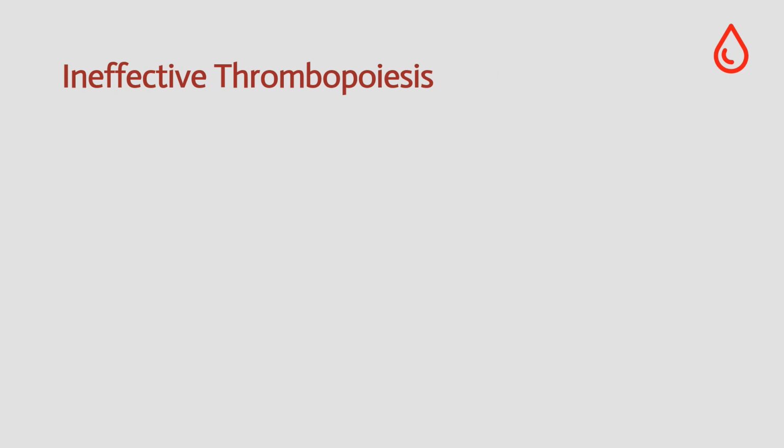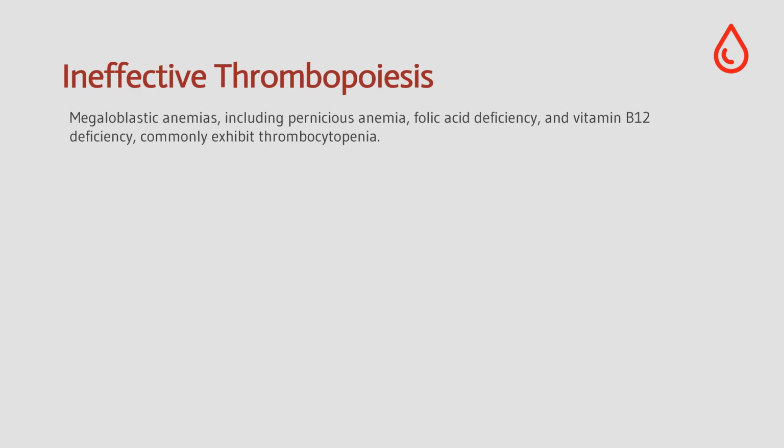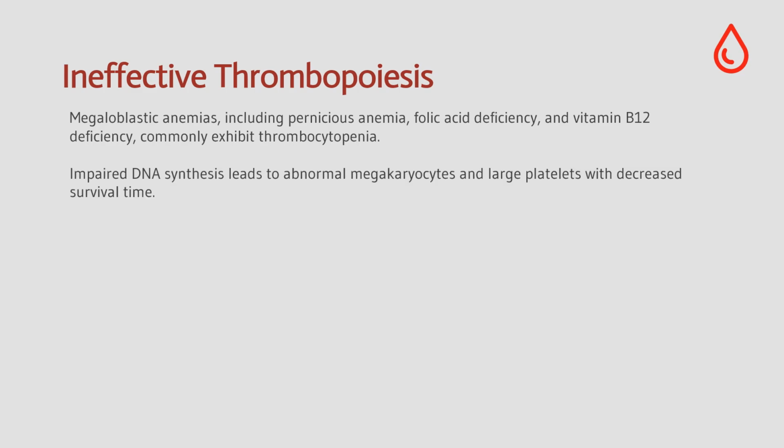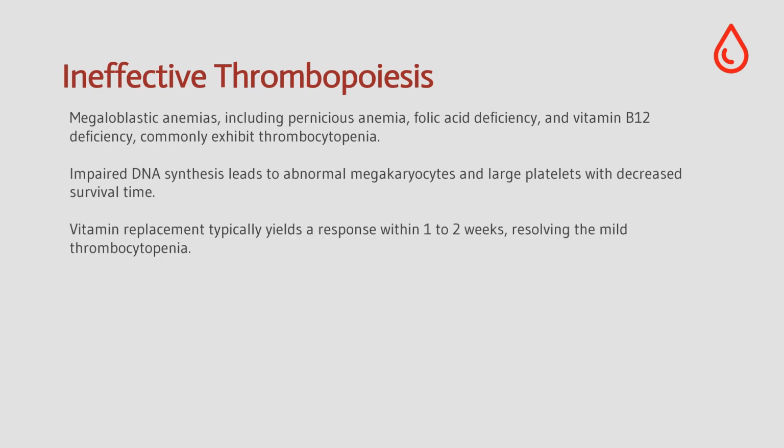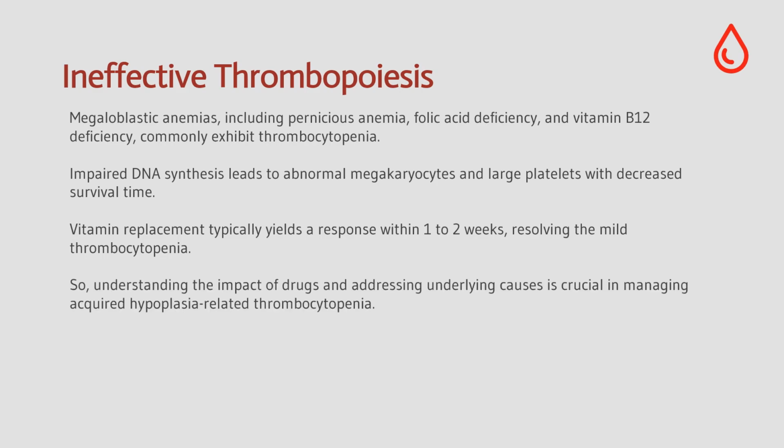Now, let's shift our focus to ineffective thrombopoiesis. Megaloblastic anemias, including pernicious anemia, folic acid deficiency, and vitamin B12 deficiency, commonly exhibit thrombocytopenia. Impaired DNA synthesis leads to abnormal megakaryocytes and large platelets with decreased survival time. Vitamin replacement typically yields a response within 1 to 2 weeks, resolving the mild thrombocytopenia. So, understanding the impact of drugs and addressing underlying causes is crucial in managing acquired hypoplasia-related thrombocytopenia.